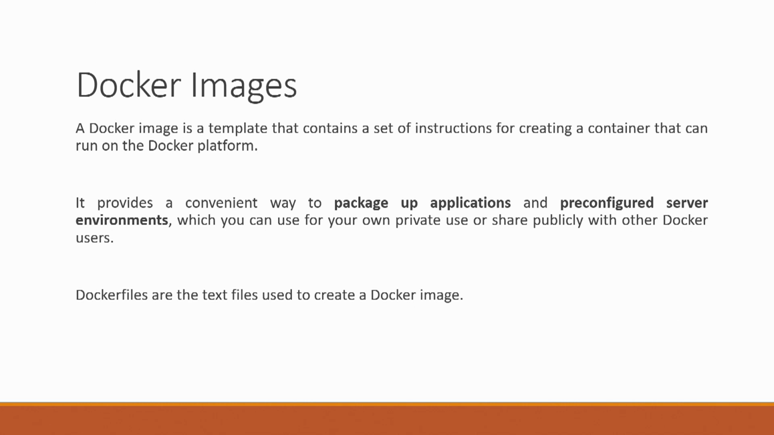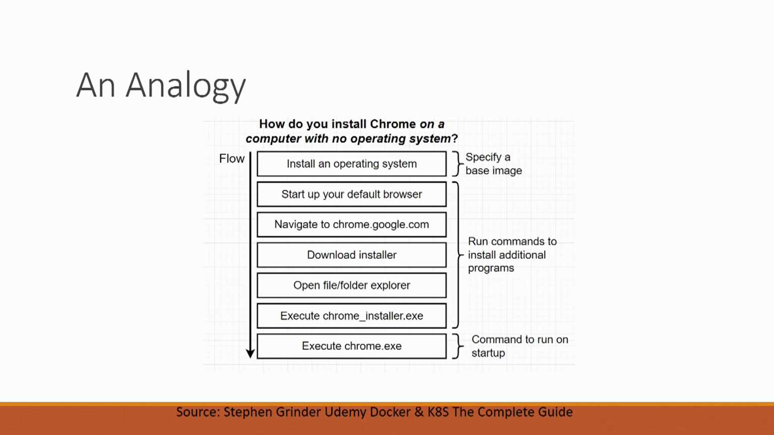So Dockerfiles are the way we create a Docker image. The Dockerfile is an important word. They are text files which we use to create a Docker image. So important things to note: it is used to package up applications and pre-configure the environment. Then we use a Dockerfile, which is a text file, to create an image.